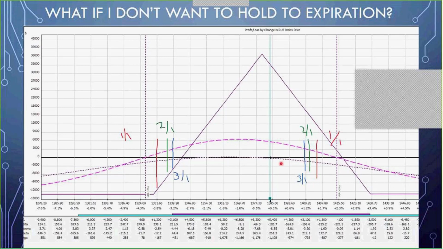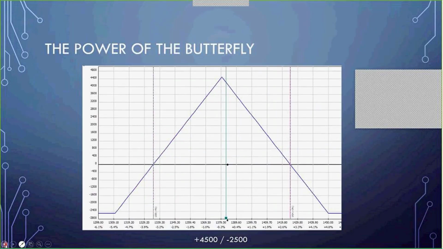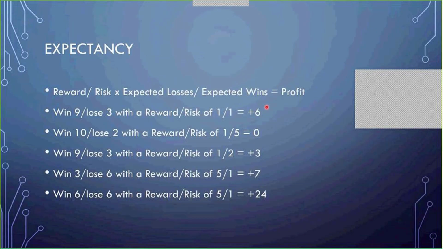Now, as time goes on, this line turns into this line, which is where you get your risk reward from. So if you're willing to take a 1-to-1, this is what you would be looking at, as long as you had 9 wins and 3 losses throughout the entire year. You're profitable by $6 for every dollar that you risk.